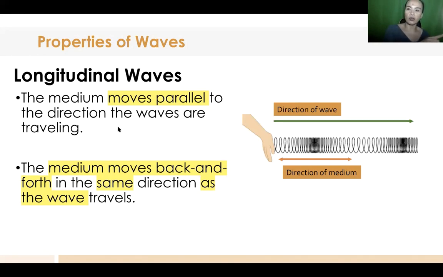So again, longitudinal waves, parallel movement. And the movement, we describe it as back and forth. It is the same direction as the wave is moving. Okay, so you can draw a coil, a spring, and then it's moving back and forth. That is called longitudinal wave.